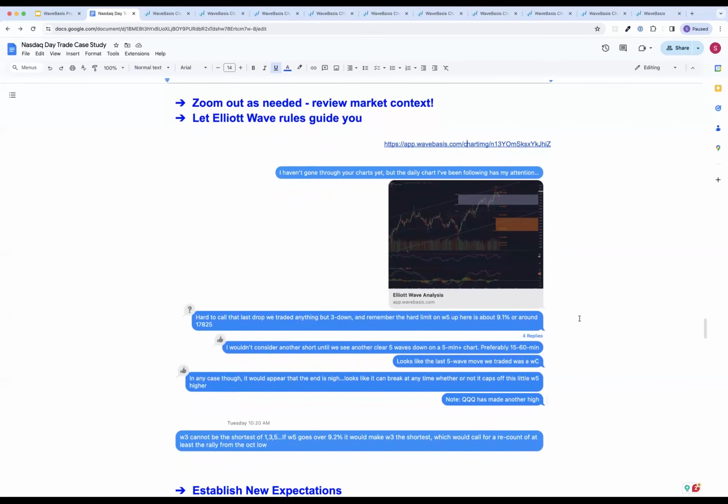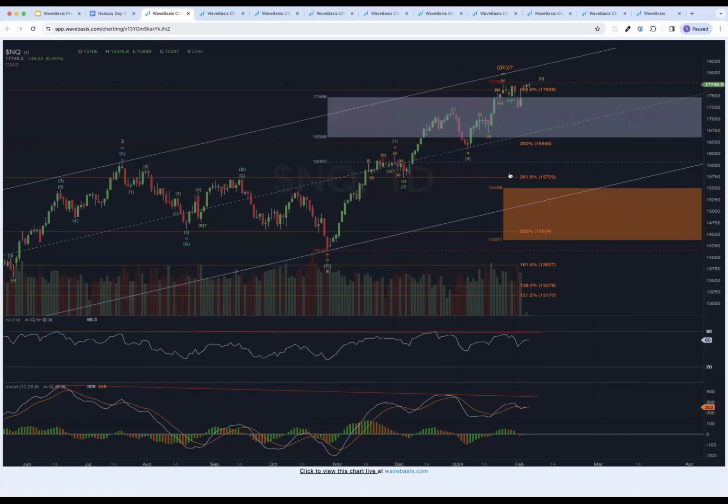Let's see, should I go into some of the detail here? Yeah, to let Elliott Wave rules guide you. Now, what I was pointing out here, up until this point, you can see that this wave 4 was being counted this way as setting up for an ending diagonal.